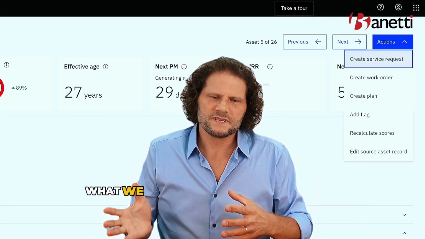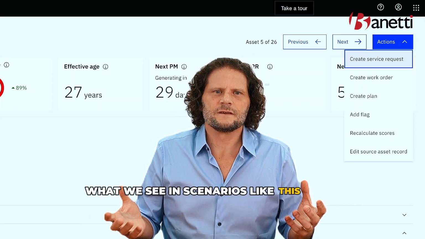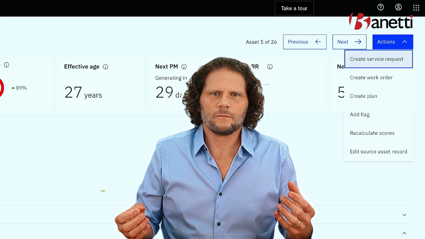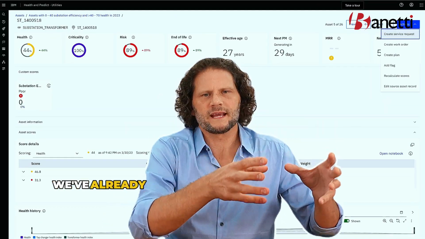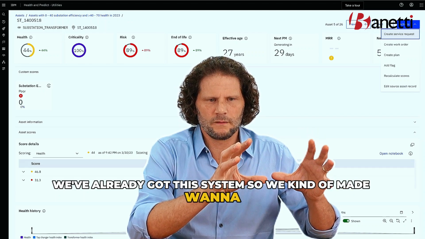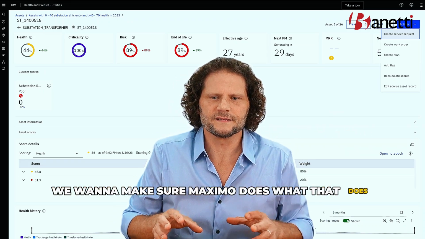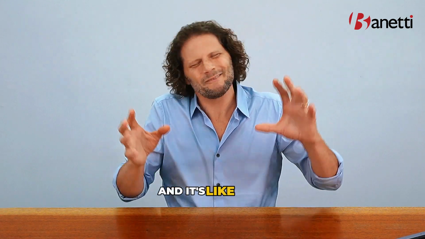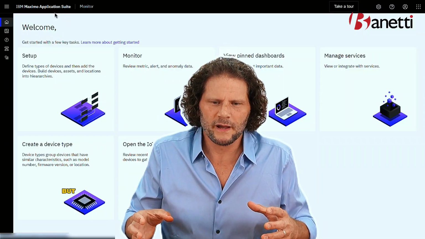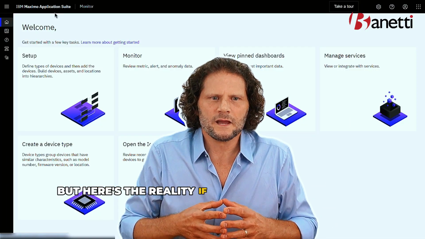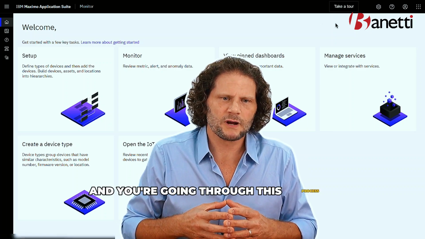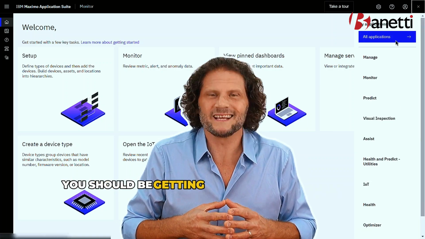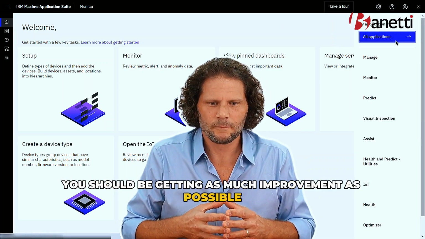And a lot of times what we see in scenarios like this is we'll get an answer, well, look, we've already got this system, so we kind of want to make sure Maximo does what that does. And my first response is, well, why are we changing systems if we want Maximo to do what the old one did? And it's like, well, that's not what I mean. We have some room for improvement, but here's the reality. If you're coming to Maximo and you're going through this process, you should be getting as much improvement as possible.